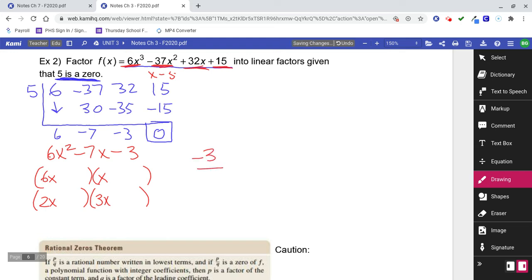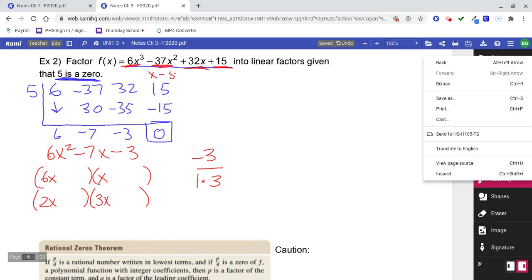When I think about this, I know for a fact that the numbers I put in my parentheses are going to have to multiply to be negative 3. So I will list out the ways to get 3. It's got to be 1 times 3. Now, I know something's going to be negative, but I'll think about that later. The hard part is producing the negative 7.